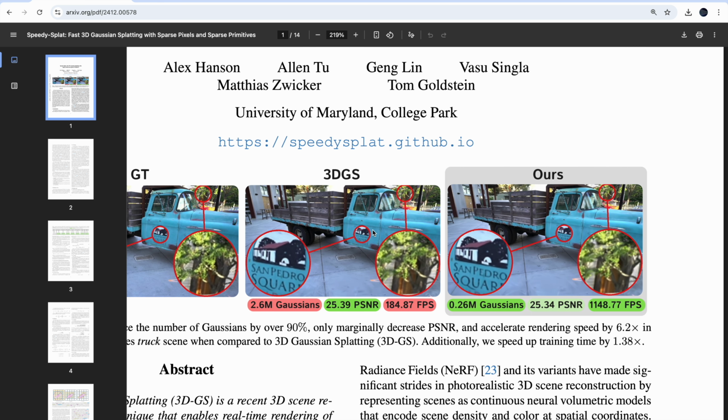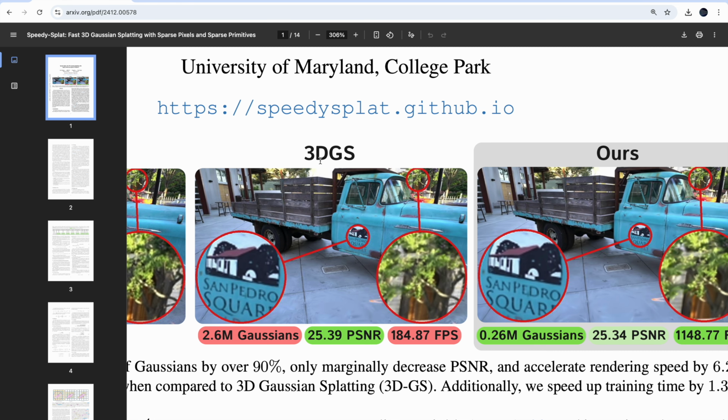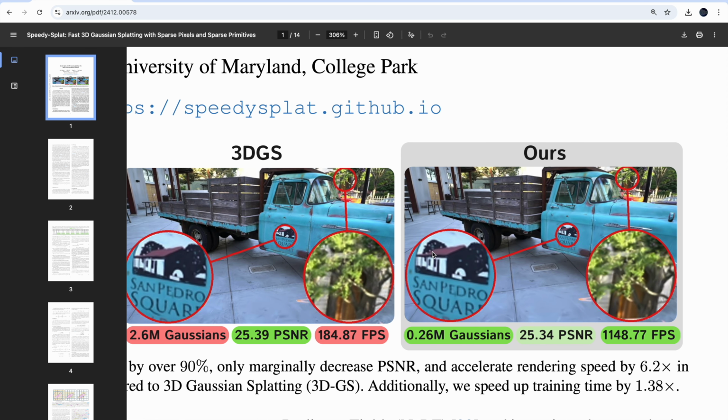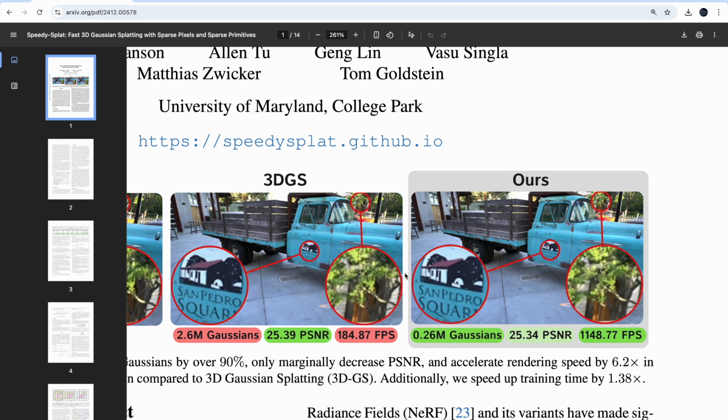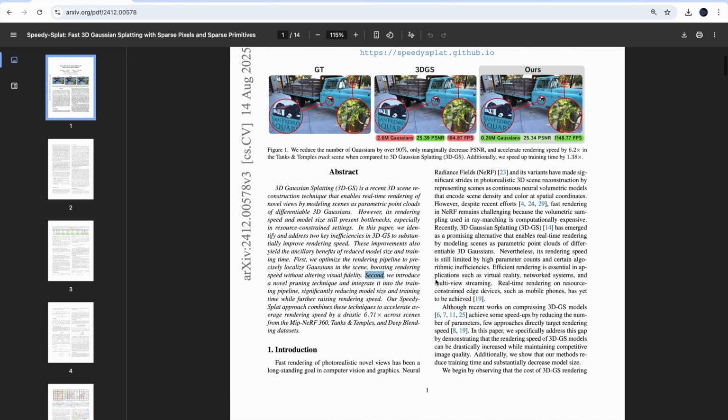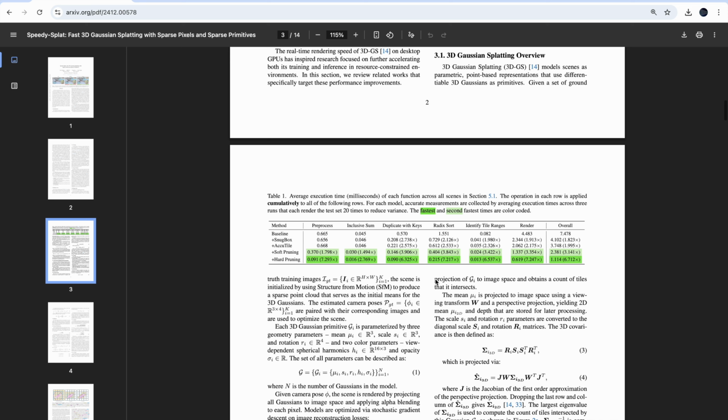So for example, here you can see the initial 3D Gaussian splatting that after training, after densification, is 2.6 million Gaussians for that scene, while the technique with the improved pruning strategy has only 260k Gaussians. So 10 times fewer Gaussians, and therefore splatting is much faster. So maybe let's have a look at the first contribution.